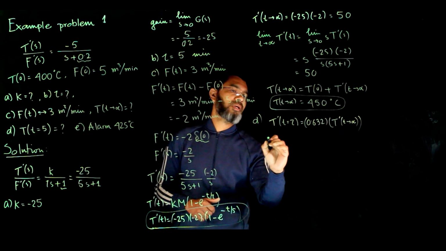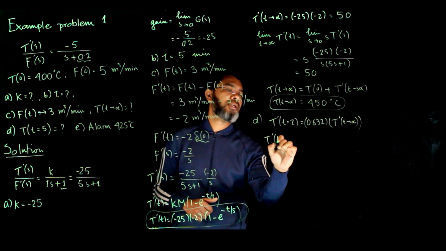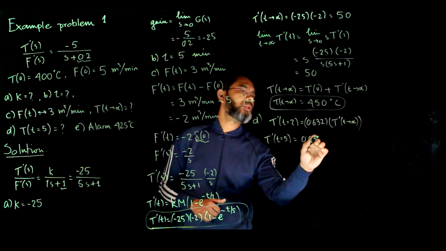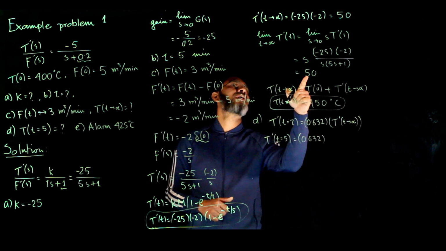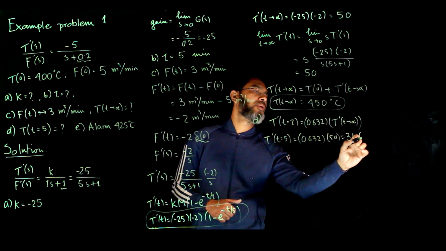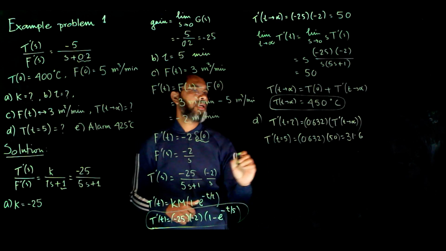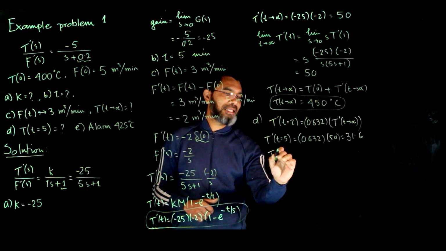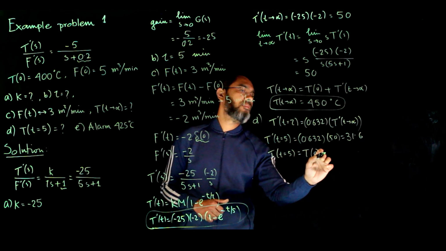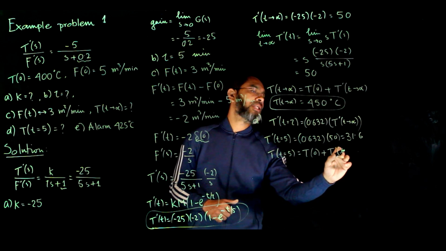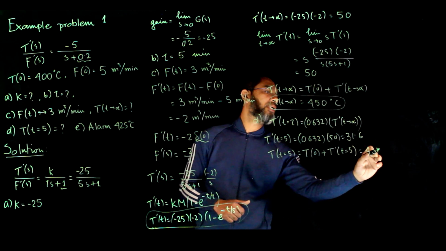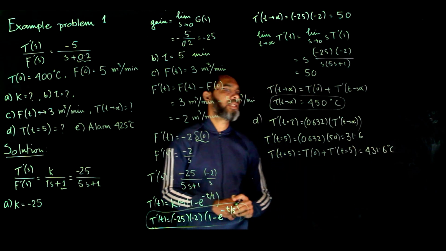So for this case, T' at 5 will be 0.632 times 50, which is 31.6. Okay, so T at t equals 5 will be T0 plus T' at t equals 5, which is 431.6 degree centigrade.